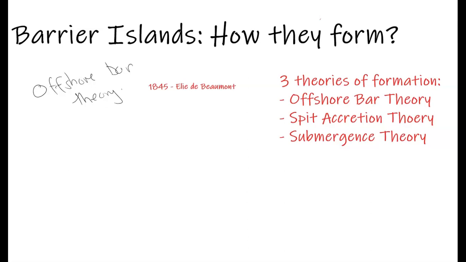So the first theory of how they form is the offshore bar theory. Now, this came about in 1845 by a French geologist by the name of Jean-Baptiste Elie de Beaumont. He also had a longer name, Jean-Baptiste Armand Louis Léonce Elie de Beaumont. Again, my French just butchered that completely. Sorry if you're listening in France, I apologize.